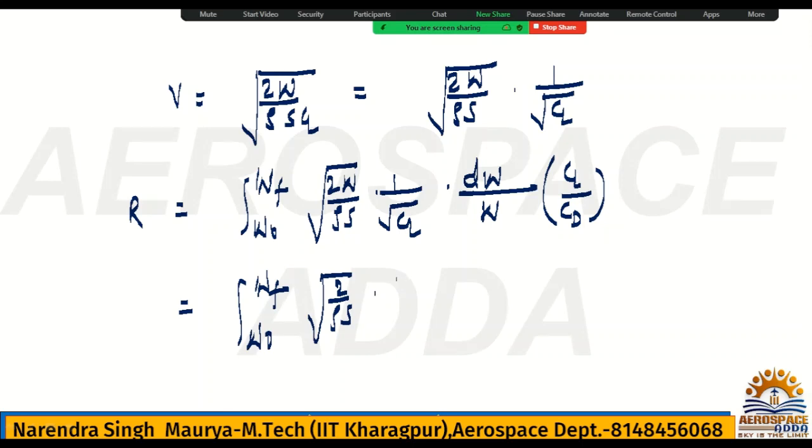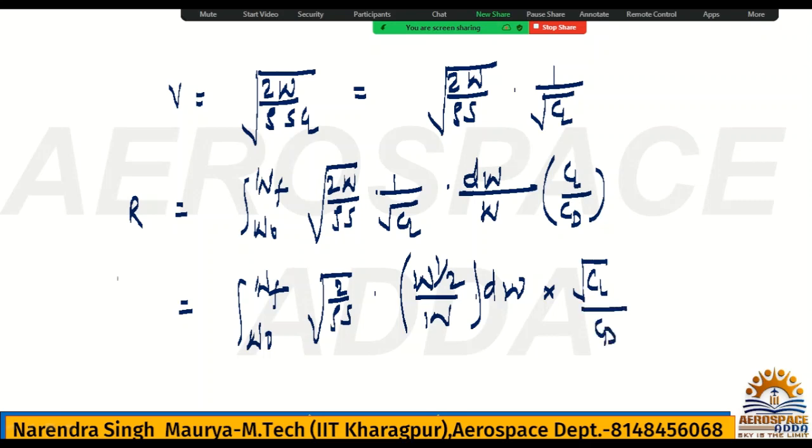And that weight you can write W to the power 1 by 2. Yes or no? Check, this weight is nothing but W to the power 1 by 2 divided by W into dW, and CL is what? This is root CL. So if you cut root CL and this CL also, you can write root CL into CL, root CL. So one root CL will be cancelled out. You will get CD. I think this is clear to all.